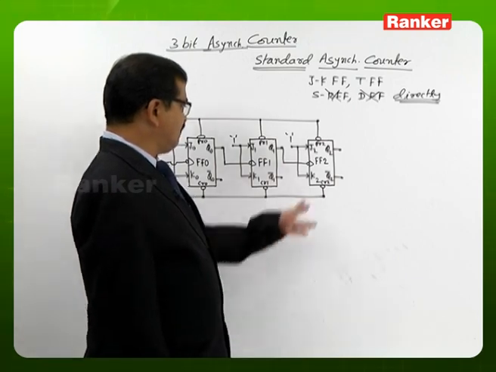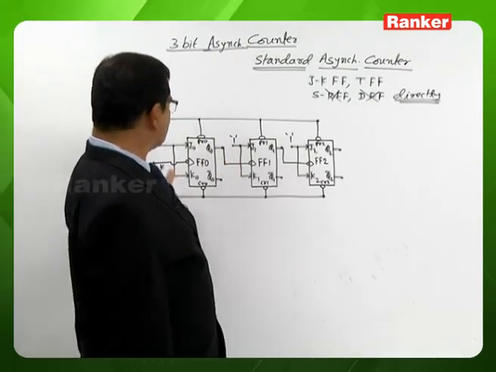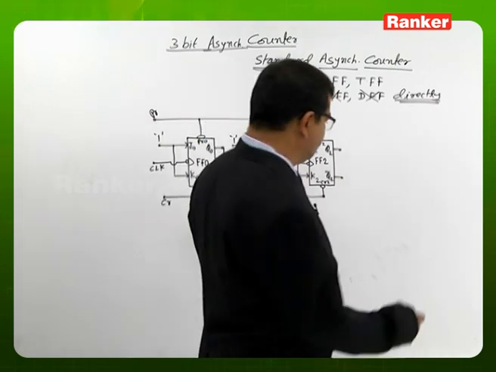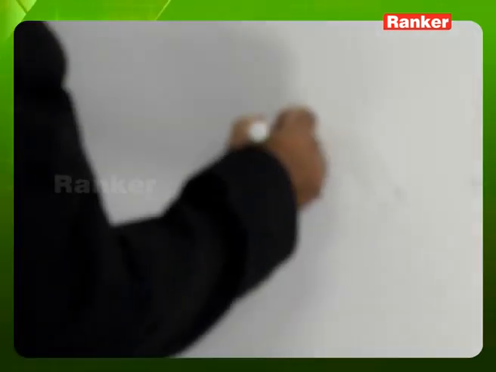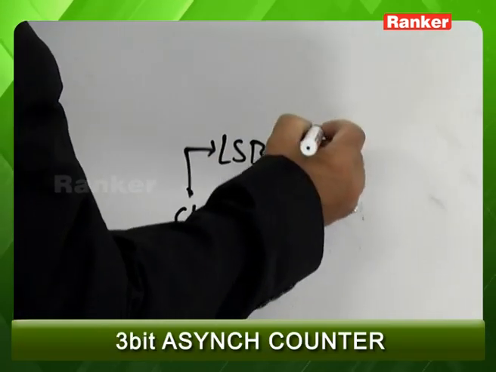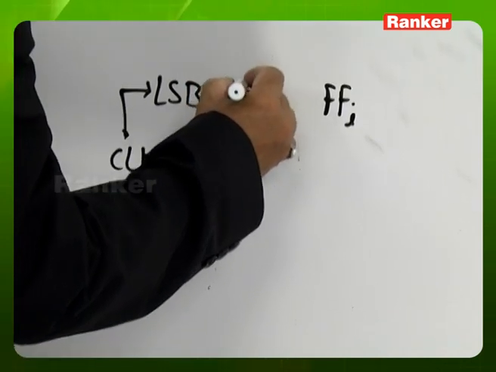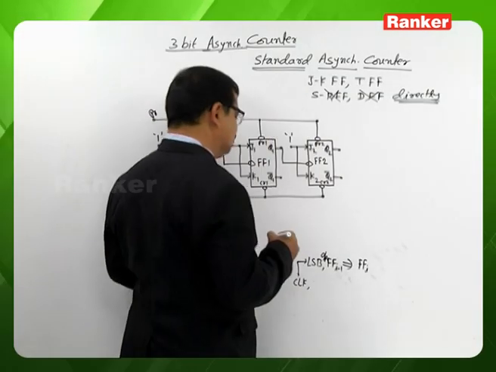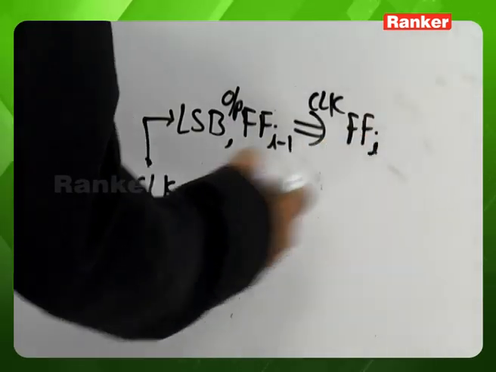Flip-flop 2's clock is coming from the flip-flop 1 output. Flip-flop 1's clock is coming from the flip-flop 0 output. The external clock is coming to flip-flop 0 directly. So in general, the LSB flip-flop clock is coming from the external source. For the remaining flip-flops other than the LSB, the clock of flip-flop i is coming from the flip-flop i minus 1 output. The output of flip-flop i minus 1, which is the complementary output in this circuit, is the clock of flip-flop i. That is the connection we are looking at.